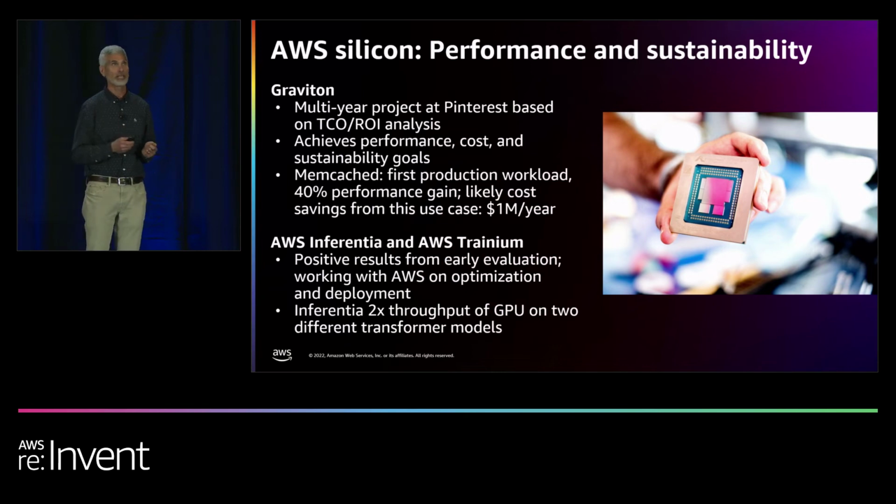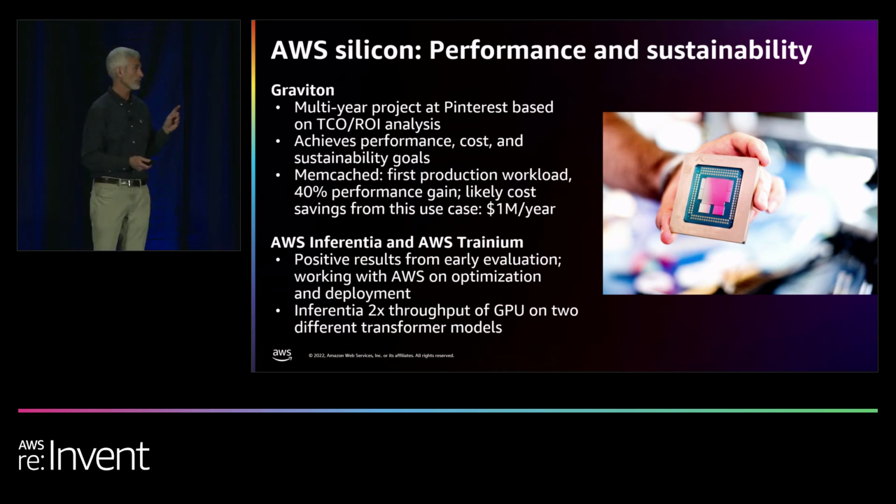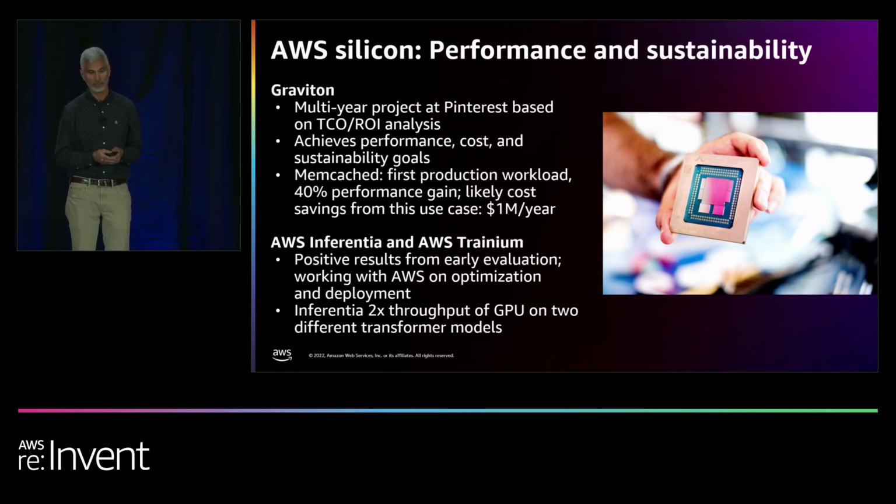But one thing that was kind of a pleasant surprise this year was we actually got our first production workload moved over to Graviton. That's just one use case, and it's our caching tier of servers on Memcache. We saw about 40% performance gains, and with the performance advantages of Graviton plus cost, we figure for this one use case alone, we'll probably save about $1 million a year. And that's one of many, many use cases across our infrastructure.